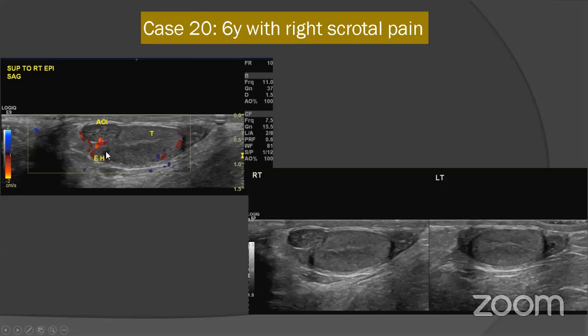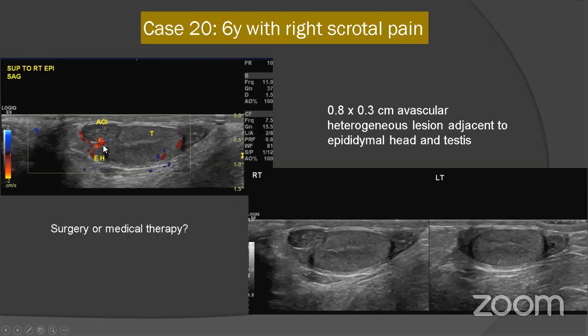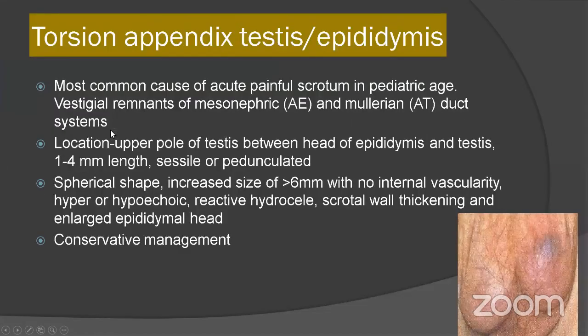Yes, Dr. Sarangi, excellent. And this is a case of torsion of the appendage. And the key is identification of this structure, which is adjacent to the epididymal head and abutting the superior pole of the testicle. So this needs medical therapy, not surgical. And this is an avascular structure. It's the most common cause of acute painful scrotum in pediatric age.